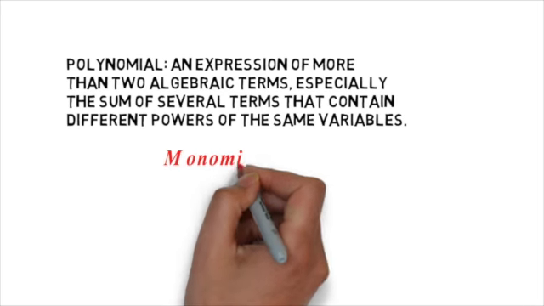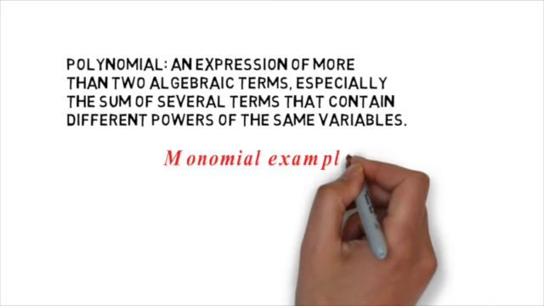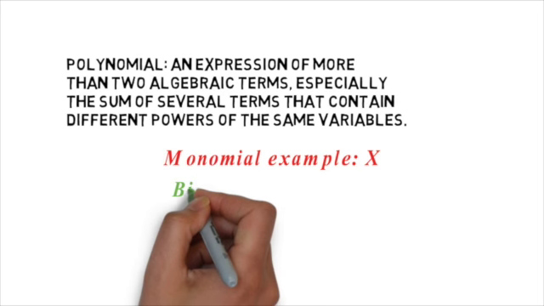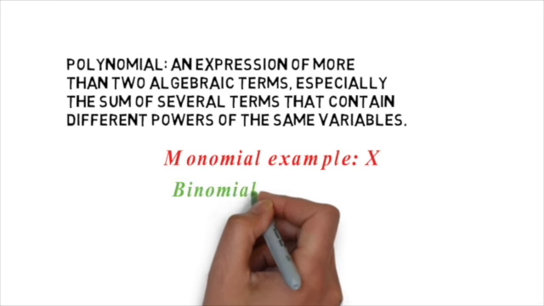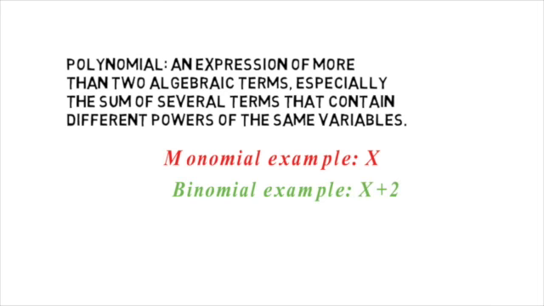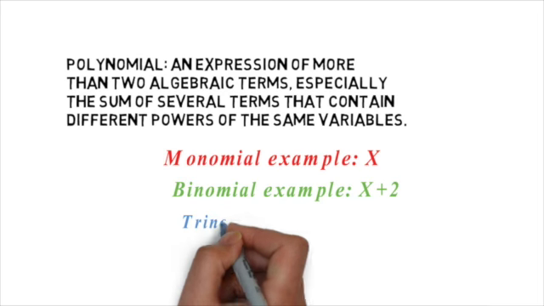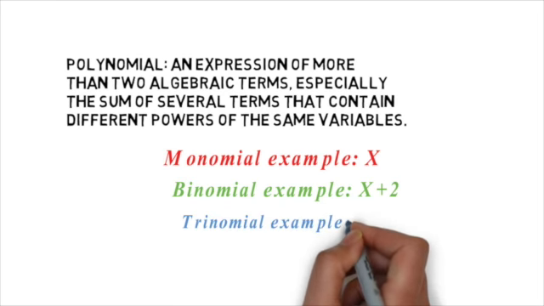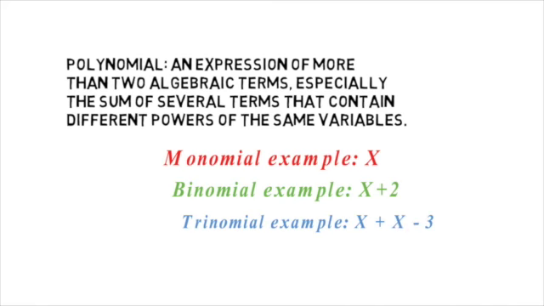Now that we have that definition, let's look at subcategories of polynomials. First is a monomial, which is just an algebraic expression consisting of one term. For example, x would be a monomial. Second, a binomial is an algebraic expression of the sum or difference of two terms. For example, x plus 2. Third, and the one we're going to discuss the most, is a trinomial. A trinomial is an algebraic expression consisting of three terms. For example, x squared plus x minus 3.